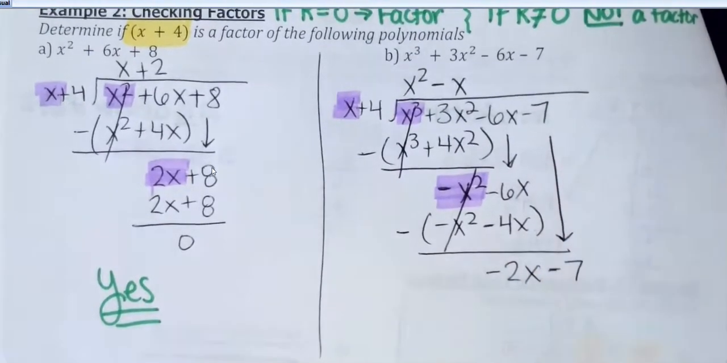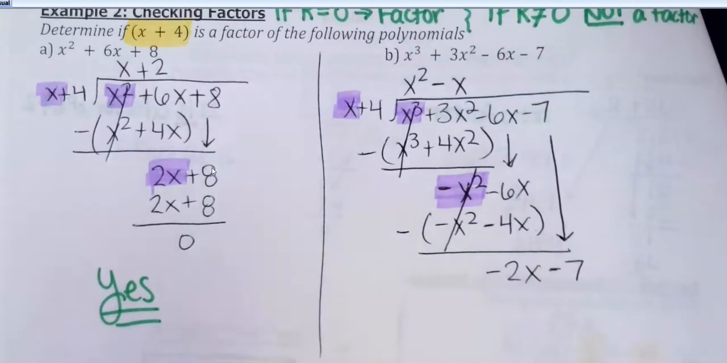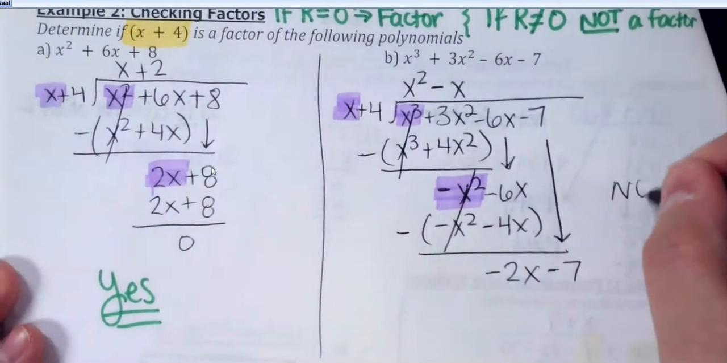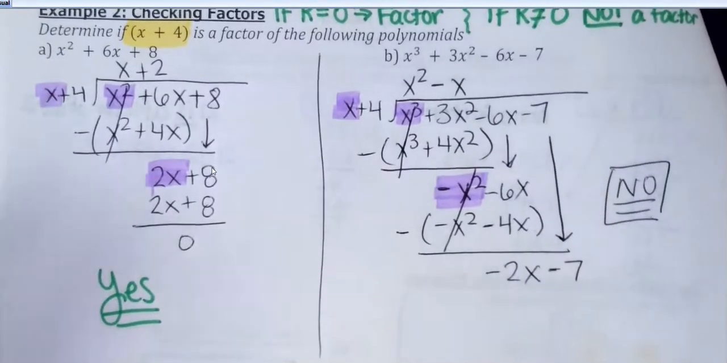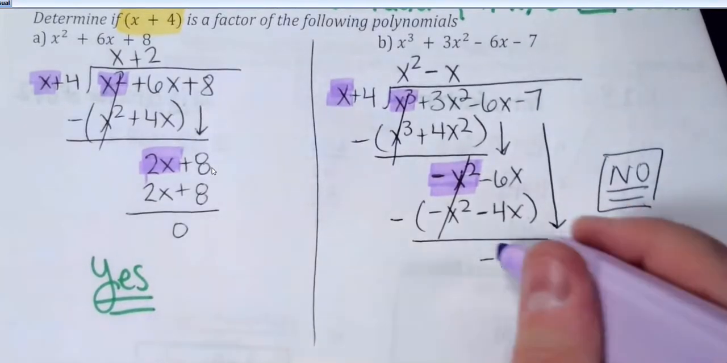Now, you might be able to tell right at this point, the question is just, is this a factor? Can you tell, am I going to have a remainder here? Yes, you will. So if you wanted to stop right then and there and say this is not a factor because I know I'm going to have a remainder, that's totally fine with me. I'm just going to finish it out real quick.